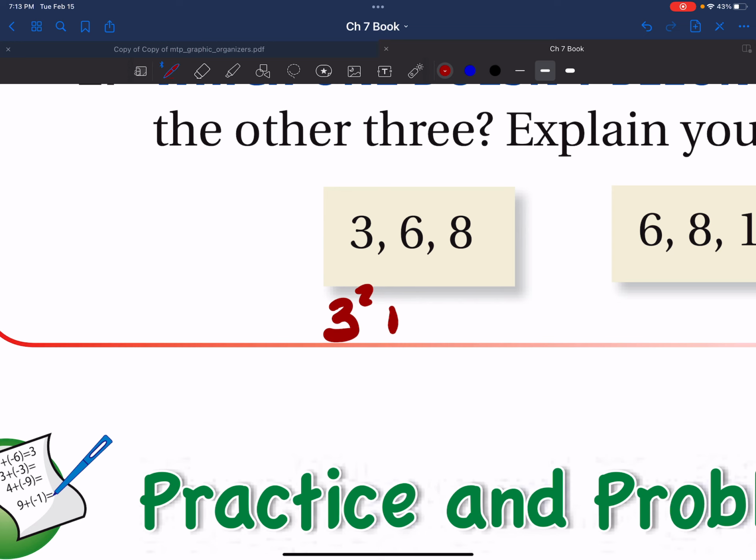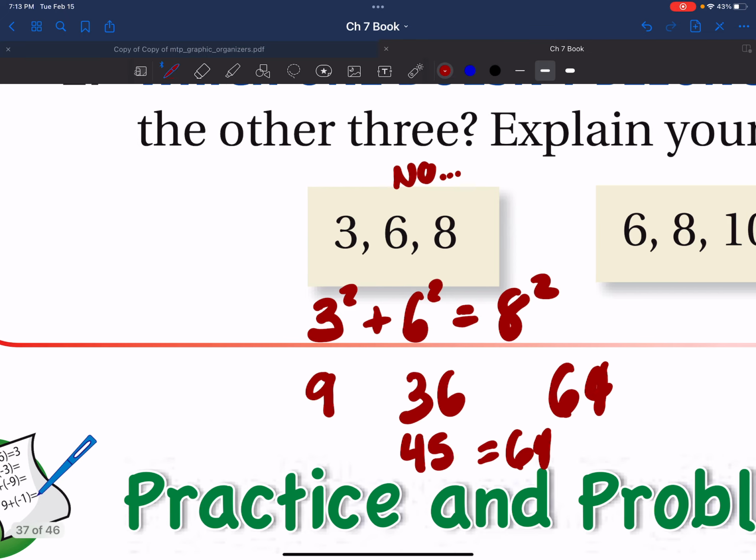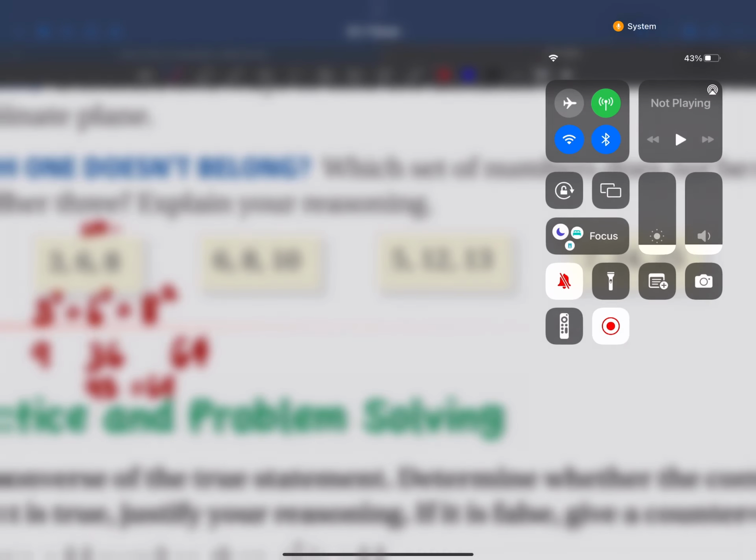3 squared plus 6 squared, does it equal 8 squared? Let's find out. I got my calculator ready to go. 3 squared is 9. 6 squared is 36. 8 squared is 64. Okay, so 9 and 36 equals 45. Does not equal 64. So could 3, 6, and 8 be the side lengths of a right triangle? No, they couldn't. Before I officially say that's not what they're doing here, let's finish trying.